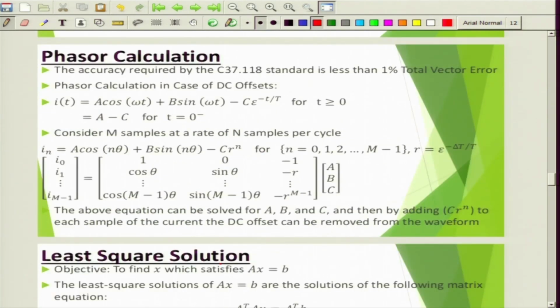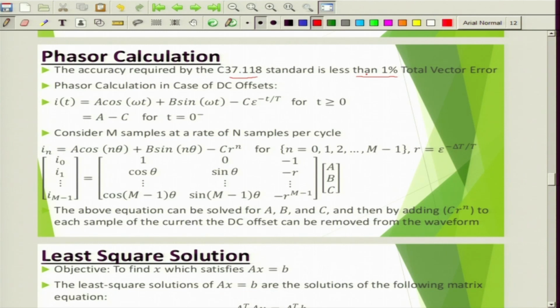So, phasor calculation: the accuracy required by the C37.118 standard is less than 1% total vector error. This is a standard means of validating the capacity or efficiency of your phasor measuring unit, PMU.